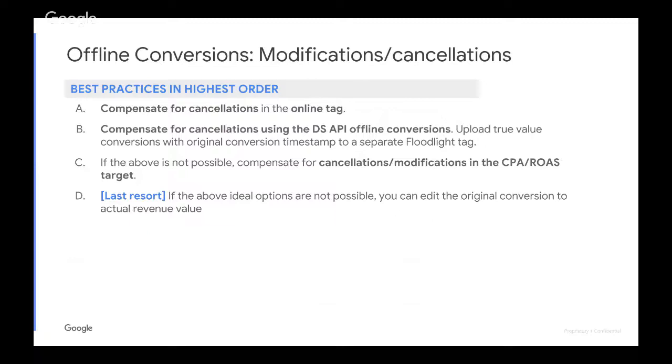If it's not possible this way, a sensible option would be to change your CPA or your ROI targets, modifying your targets to take into account these modifications, whether that's decreasing your CPA or increasing your ROI. If there are no other options, you can just edit the original conversion actual value. Now, we do have to stress, we don't recommend this. If you are uploading conversions, we try to give the real value and make sure DS understands that these are the real values that are coming through based on that user behavior.